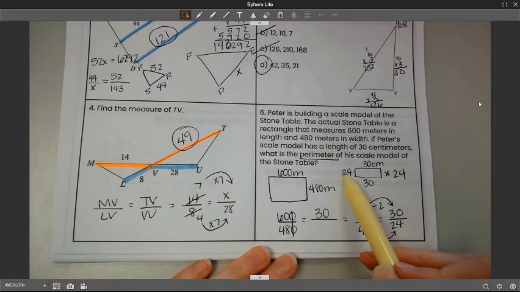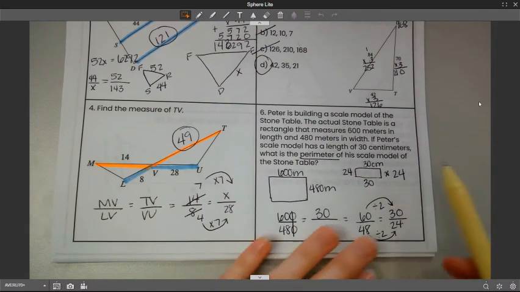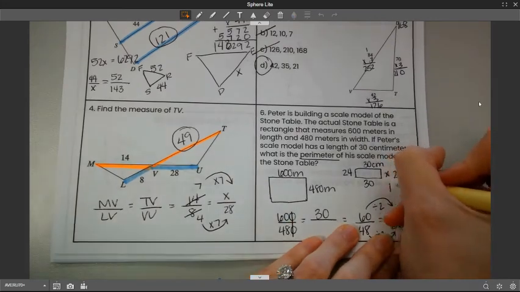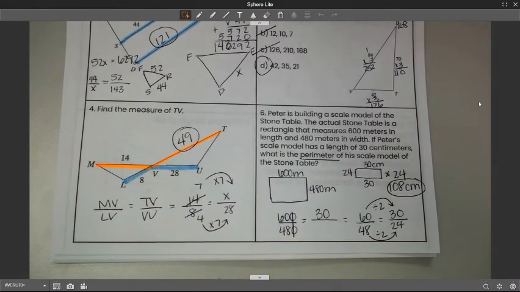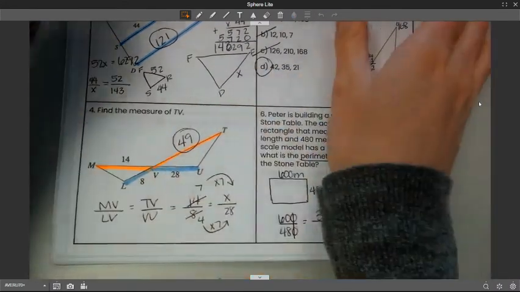30 plus 30 is 60. 24 plus 24 is 48. Well, 60 plus 48 gets me 108 centimeters. So his scale model, the perimeter, is really 108 centimeters. Okay.